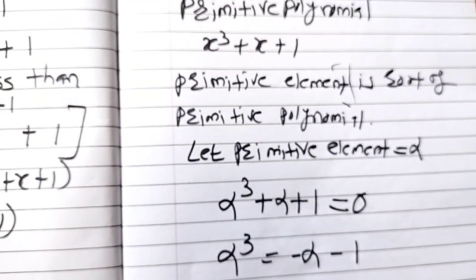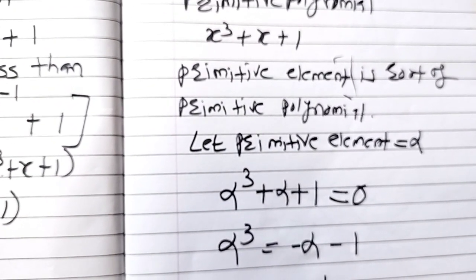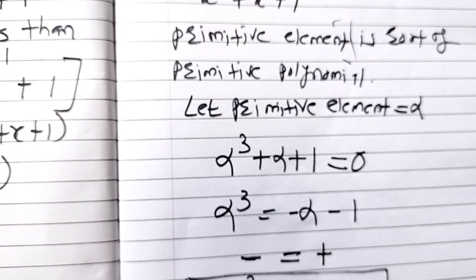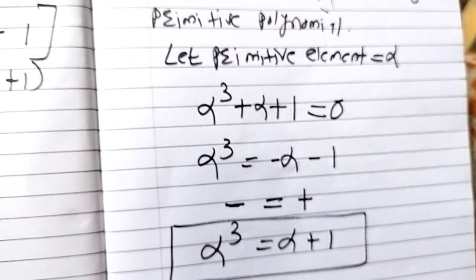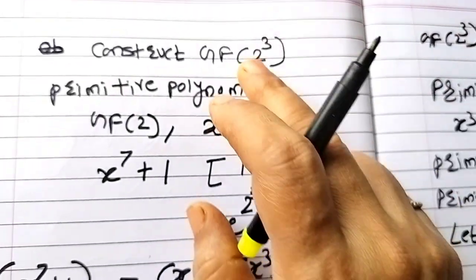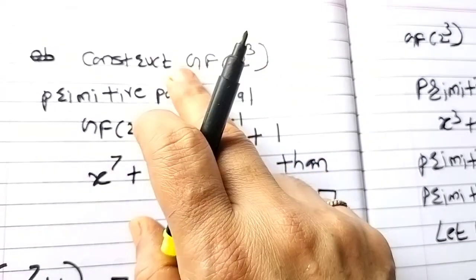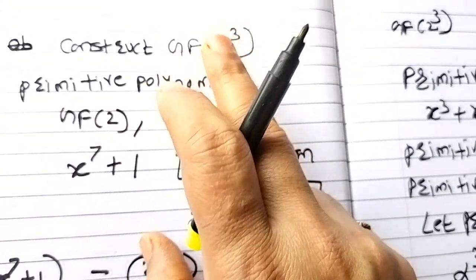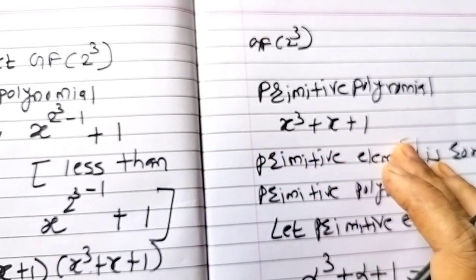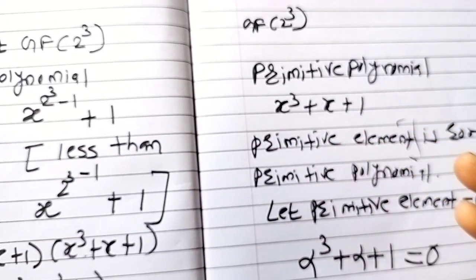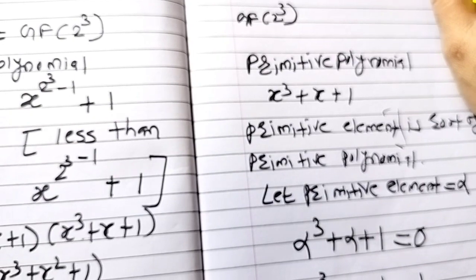So we have put the primitive element in that equation of primitive polynomial and equated it to 0. We got the equation alpha cube is equal to alpha plus 1. That means whatever extension field we are obtaining is over mod primitive polynomial. What that is, we will see afterwards.